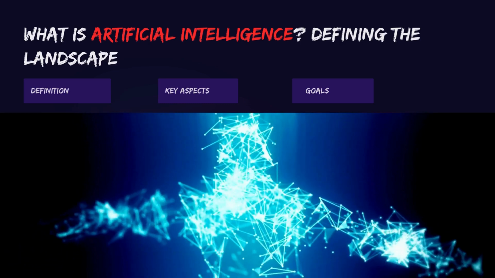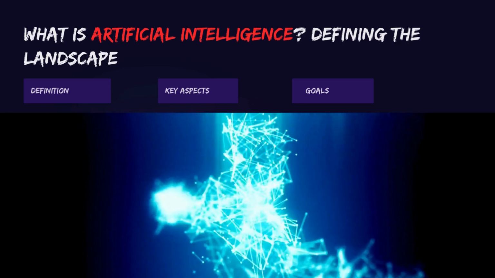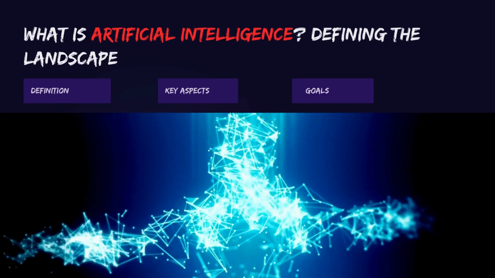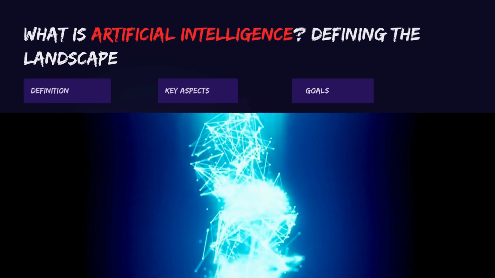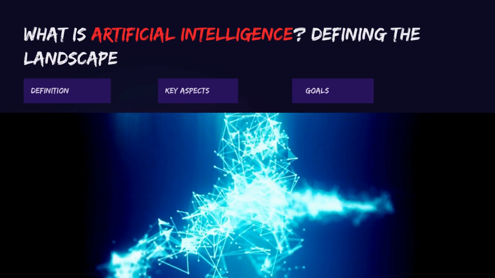Goals: The primary goals of AI include problem-solving, decision-making, and task automation. AI systems aim to augment human capabilities and improve efficiency across various domains.